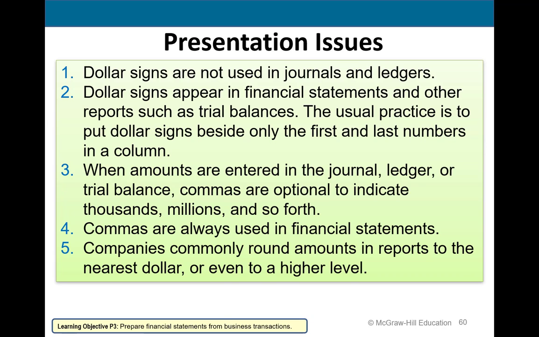The usual practice is to put dollar signs beside only the first and last numbers in the column. When accounts are entered in the journal, ledger, or trial balance, commas are optional to indicate millions, thousands, and so forth. I would prefer they be standard just because it's an easier read. Commas are always used in the financial statements. Companies commonly round amounts in reports to the nearest dollar, even to a higher level. Just keep those in mind should you have to prepare a journal entry, say they give you a written test, and I've had it done. So just be aware of that.